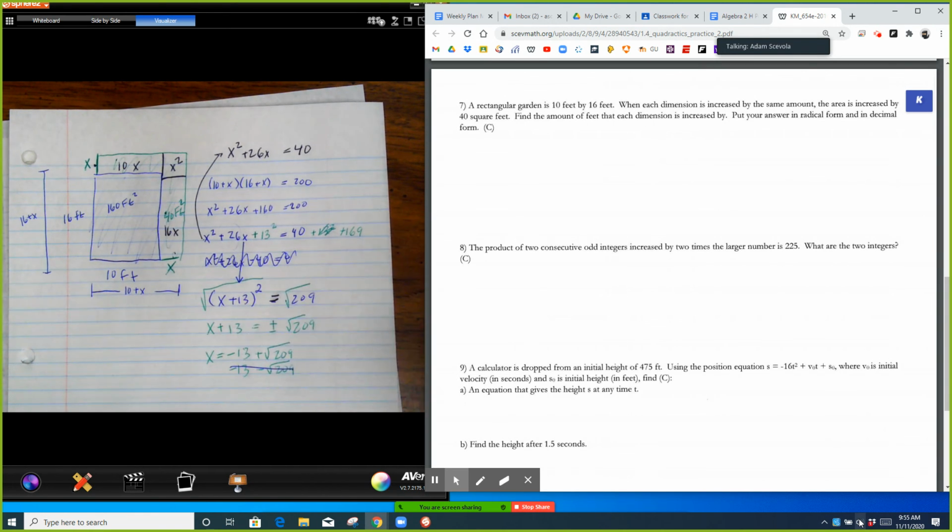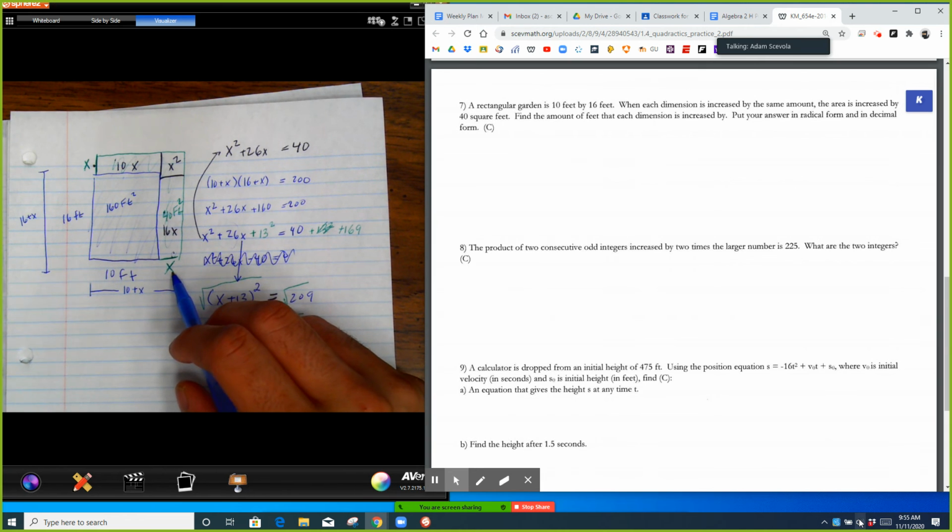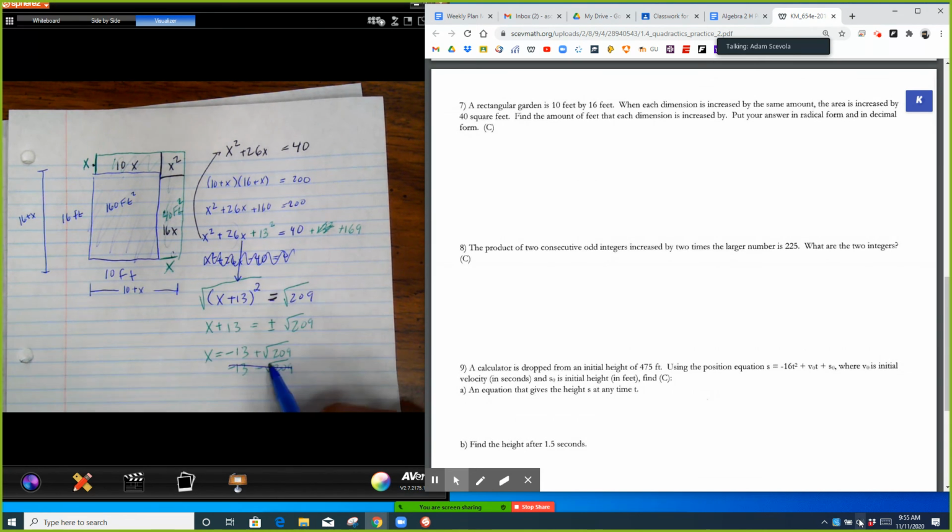Wait, so the 13 squared, that's just 160, right? 169, 13 squared, yeah. Oh, so I added it here and here.